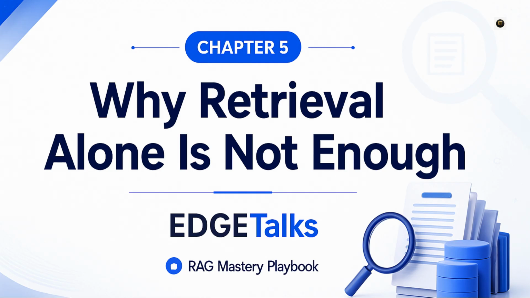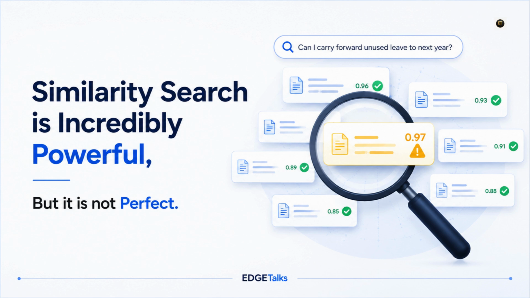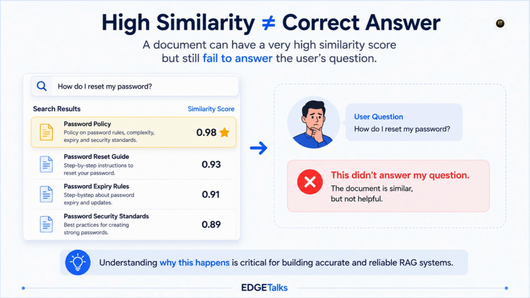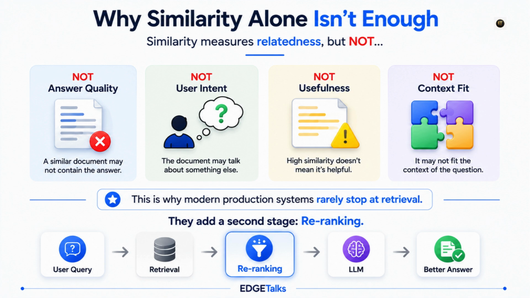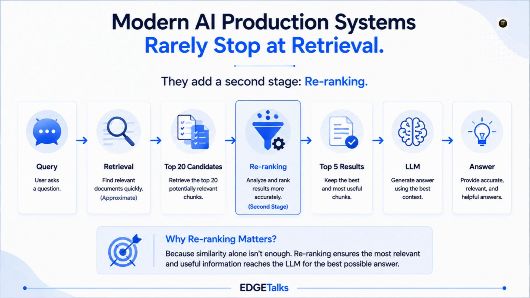Now we will learn why retrieval alone is not enough. Similarity search is incredibly powerful, but it is not perfect. A document can have a very high similarity score but still fail to answer the user's question. Why? Because similarity measures relatedness, not answer quality, not user intent, not usefulness. That is why modern production systems rarely stop at retrieval. They add a second stage, re-ranking.